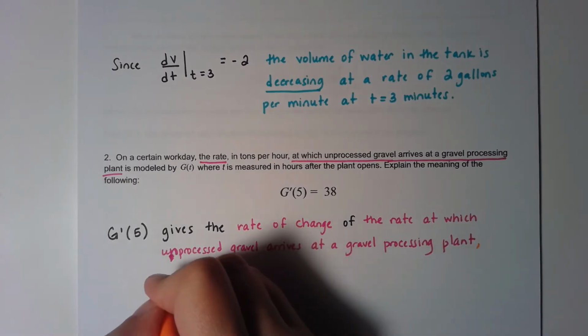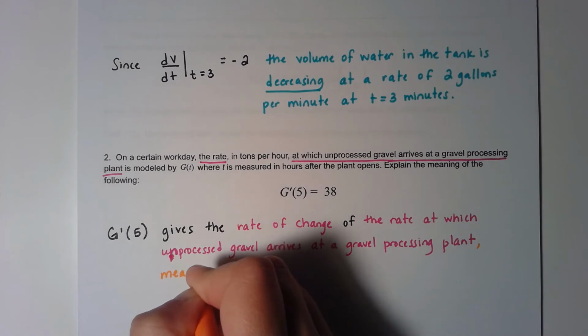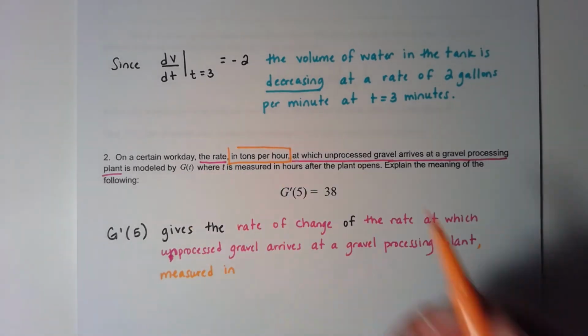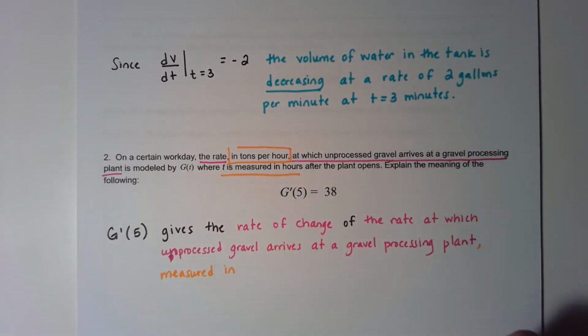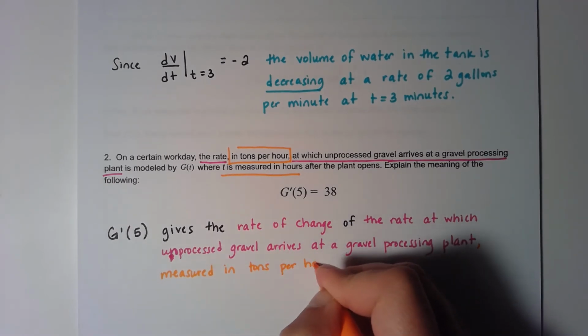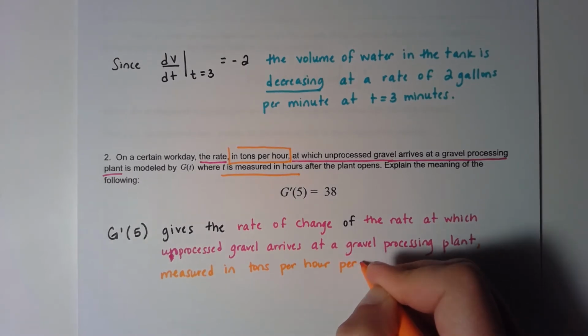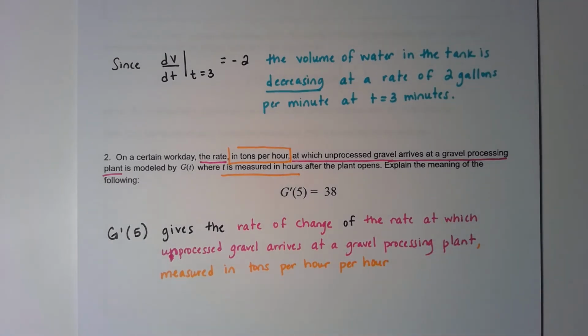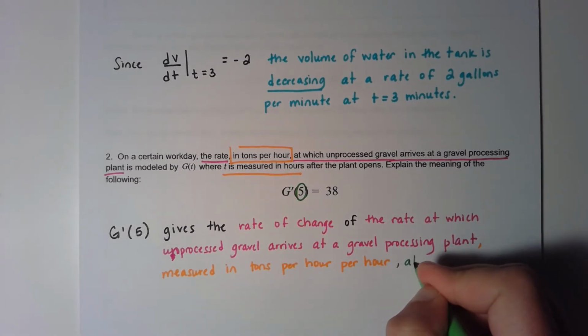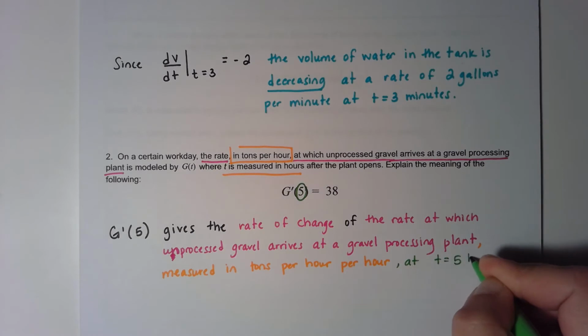Now let's talk about our units. So measured in, now it was already tons per hour, and T is measured in hours. So if we divide those, it's tons per hour divided by hours, which would be another per hour. Or sometimes in physics, you might see this written as tons per hour squared. You're dividing by hours again. And then we have to look at the specific moment in time. So the moment in time here is at t equals 5 hours.